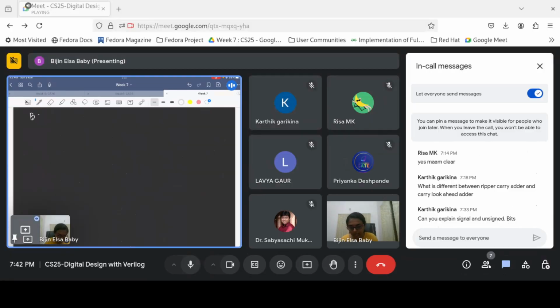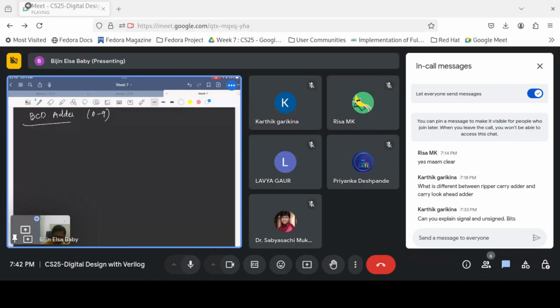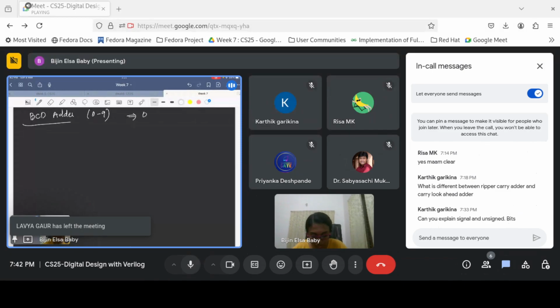Then coming to the BCD adder. BCD will represent from 0 to 9. So if you have two numbers of 4 bits, each from 0 to 9, including the carry bit, then the maximum sum we can have is 0 to 19.